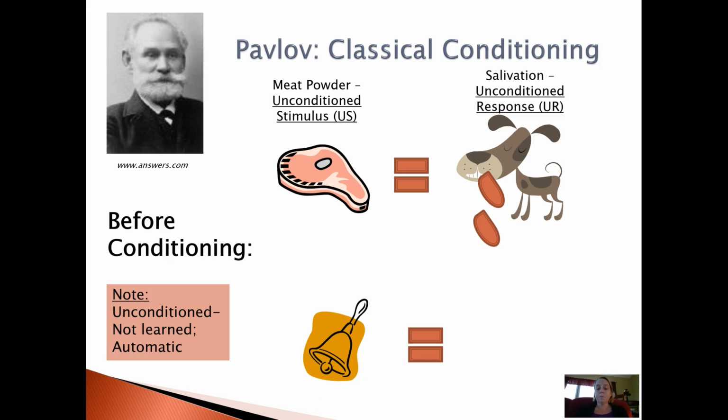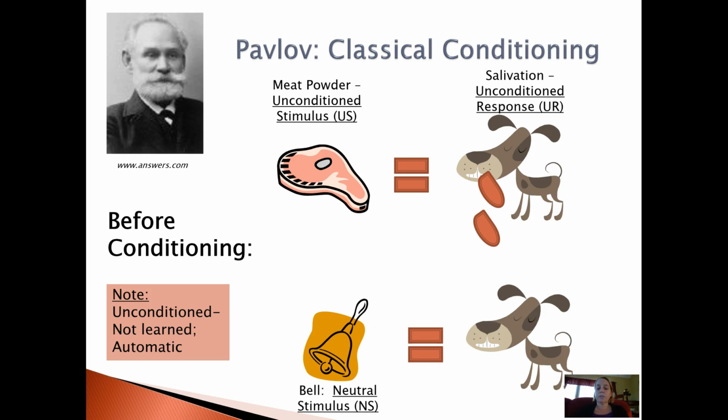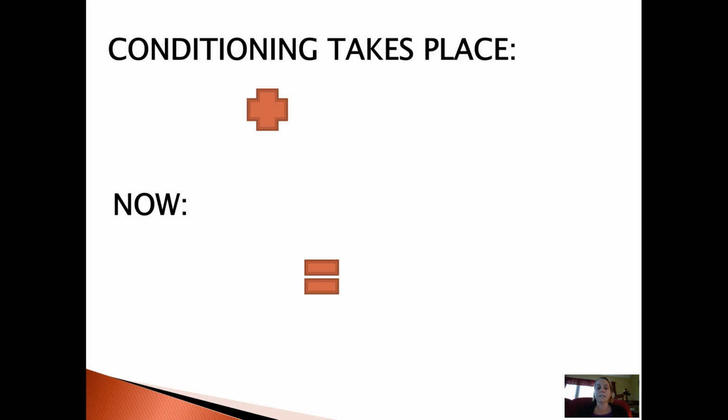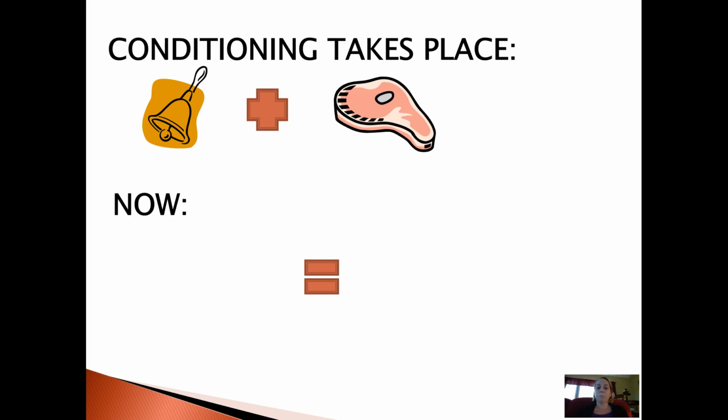And then they were pairing the bell, which initially was a neutral stimulus, and the neutral stimulus before learning happens resulted in absolutely no consequence. It was neutral, so the dog didn't do anything because it heard a bell. It didn't have any meaning or value to the dog. But then what happens next is conditioning took place. So the bell and the meat powder were paired, and this happened multiple times.